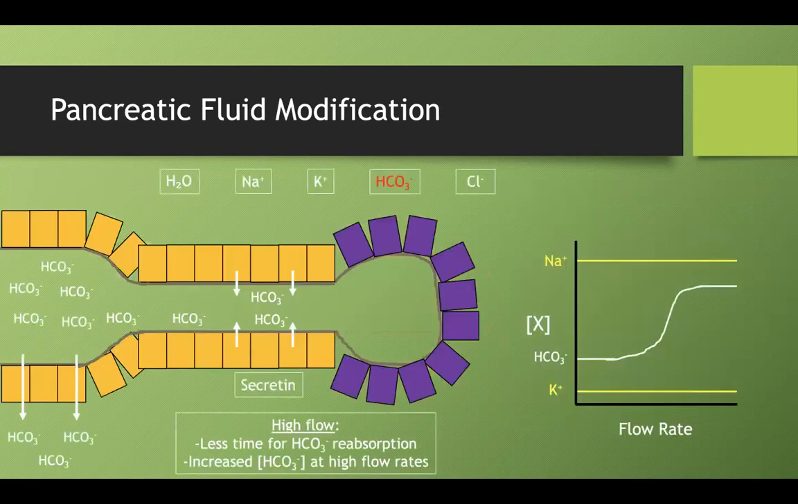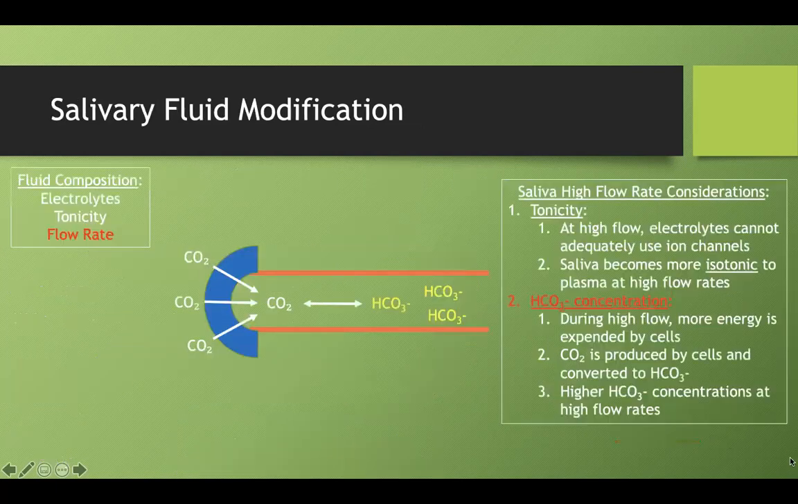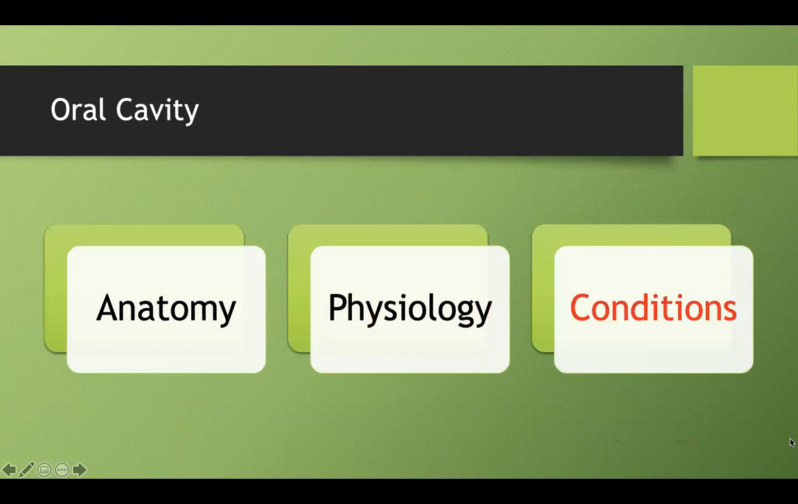okay? And actually, this is from our pancreas lecture. I'm not going to go too into detail about this. I just wanted to show you, here's the flow rate at the bottom. So if I'm over at the right here, we're talking about a high flow rate. And you can see how, as the flow rate increases, you have an elevation in the actual bicarb concentration as well. So same as the salivary gland duct here, when we look at higher flow rates, you have a higher bicarb concentration. Now we can move on to some conditions.